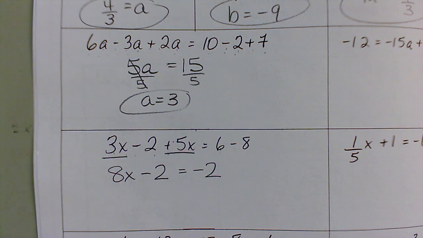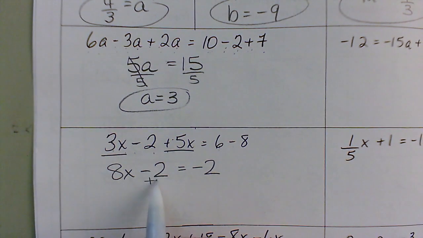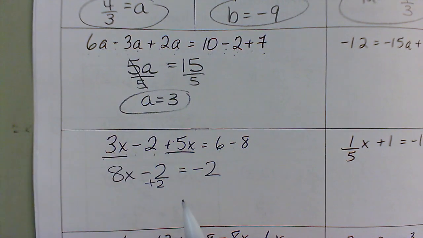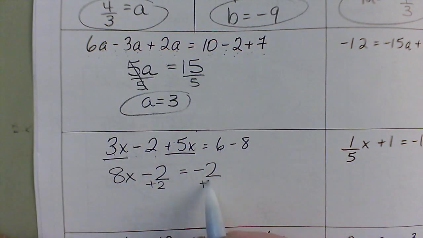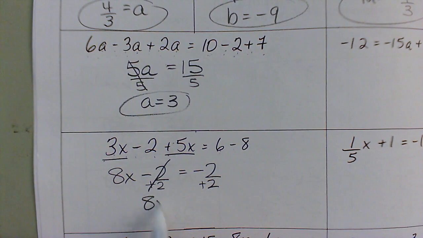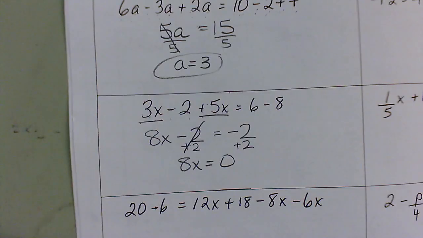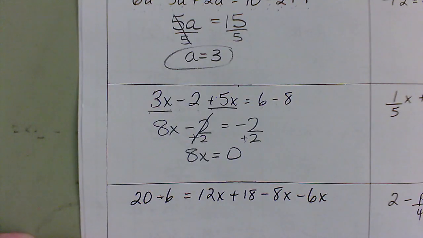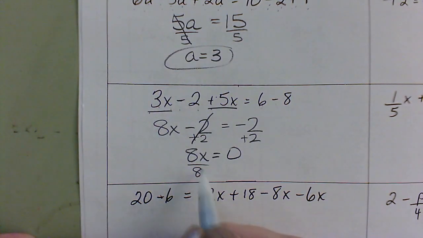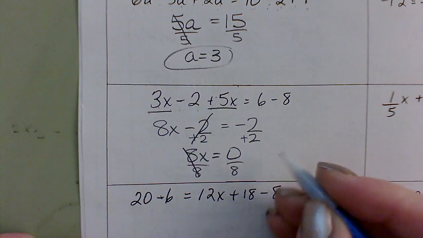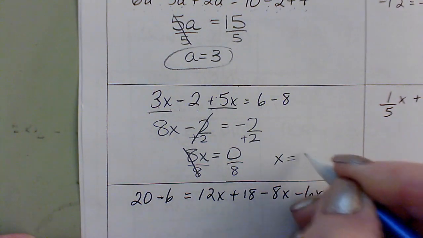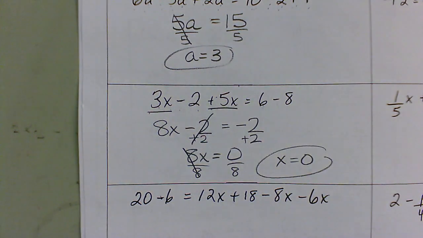So now that I've got it down to my x term, I have this adding and subtracting term, and I have a number on the other side. Well, I'm going to get rid of this plus 2 because I need to get the 8x by itself. So I'm going to add 2 to the other side. I get 8x is equal to 0. So when I divide by the 8, 0 divided by anything is still 0.